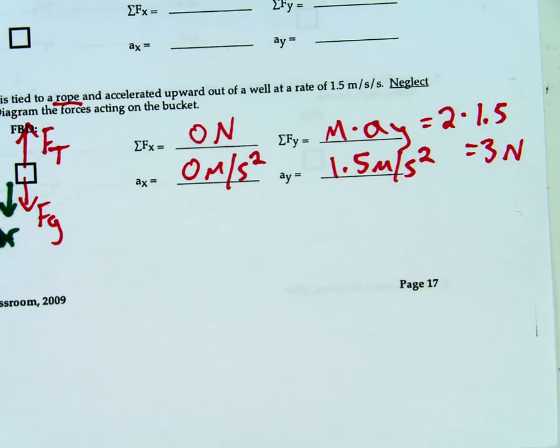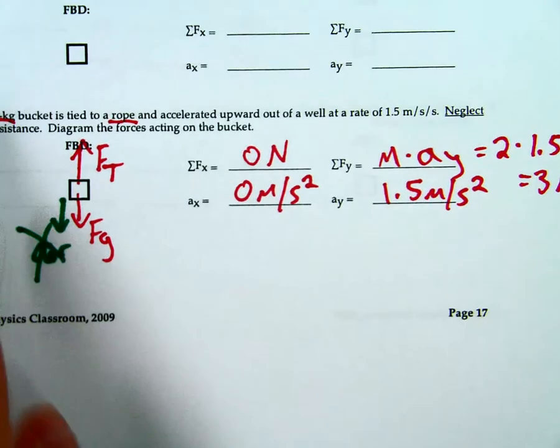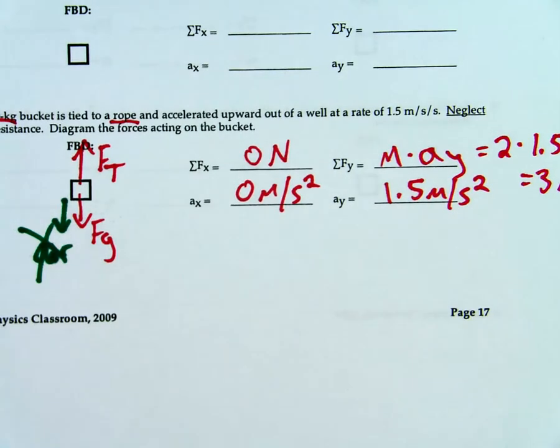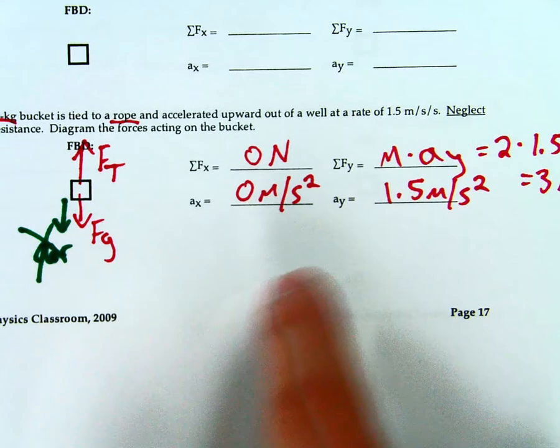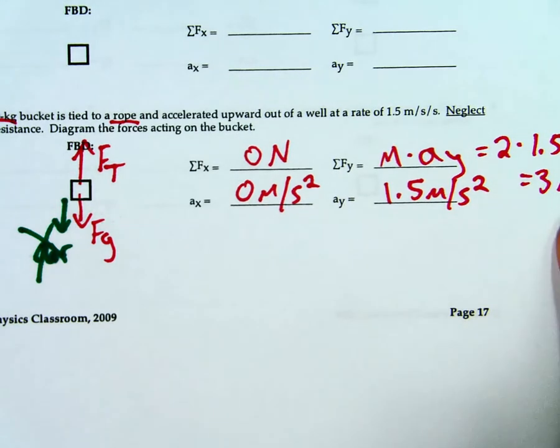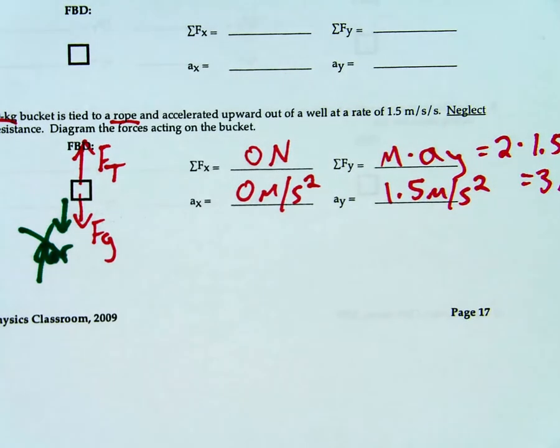If there was air resistance for this problem, we would have to include it on the free body diagram, but overall this answer would not change. If we're still accelerating at 1.5 meters per second squared, we still have a 2 kilogram bucket. The sum of the forces in the y direction is just mass times that acceleration in the y.